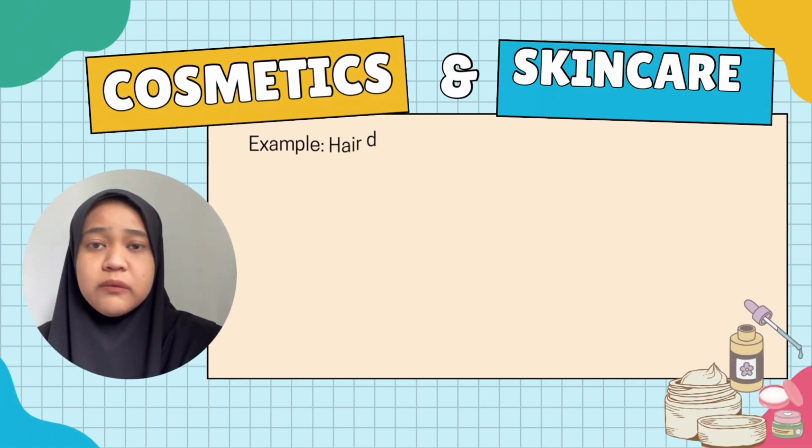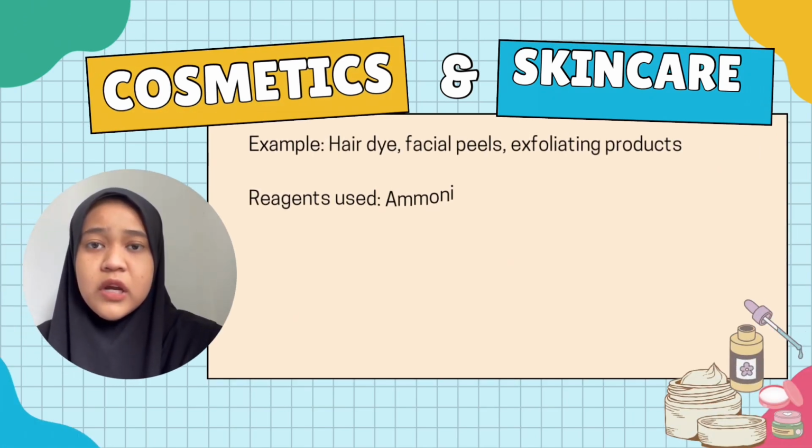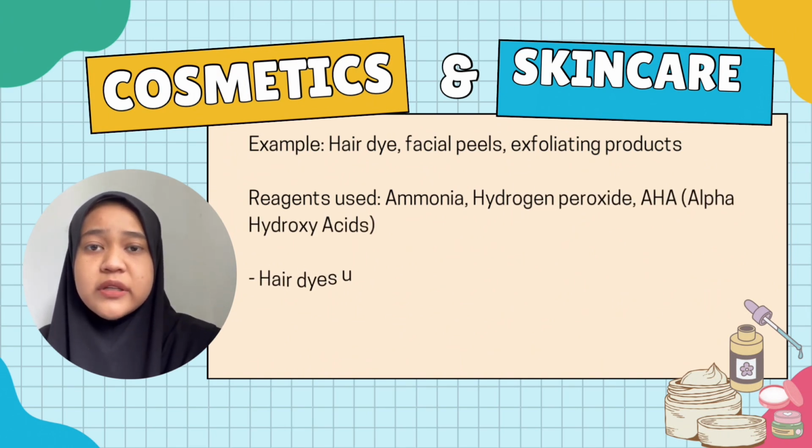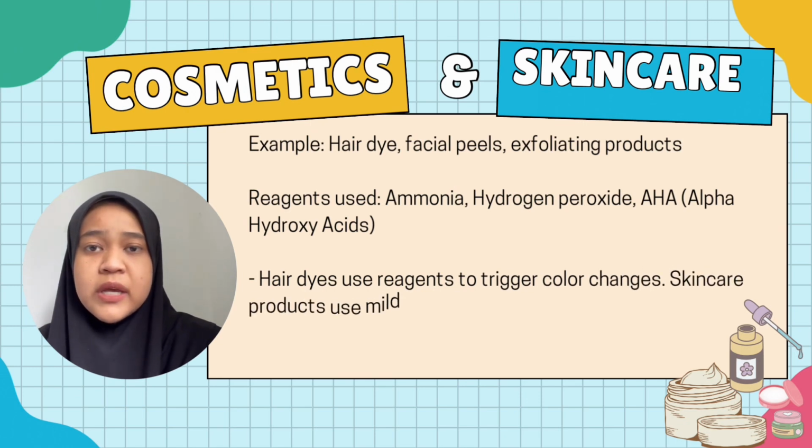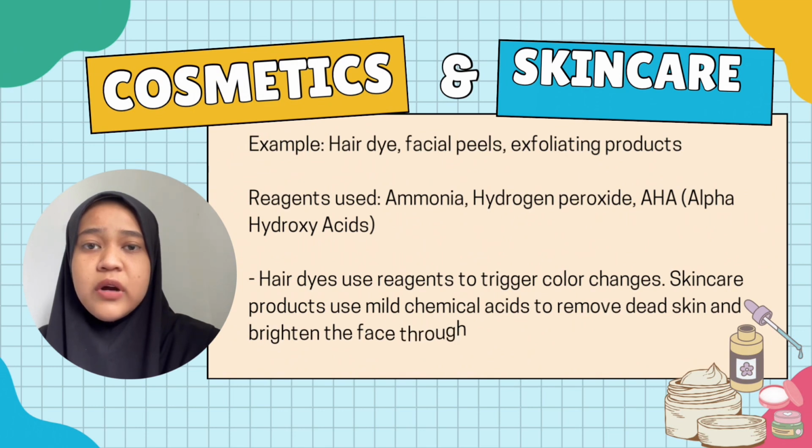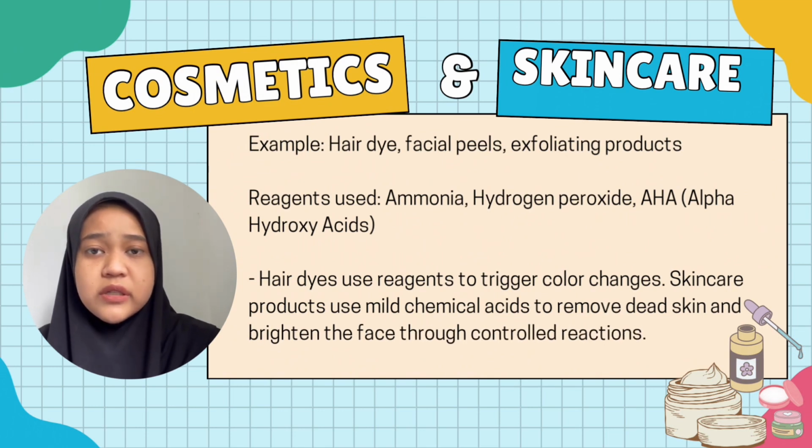Let's move on to something usually used by everyone, which is cosmetics and skincare. For example, hair dye. Hair dye usually uses chemical reagents like ammonia and hydrogen peroxide to change our hair color. In skincare, facial peels or exfoliators usually contain alpha hydroxy acid. This reagent helps to remove dead skin cells and makes our skin look brighter and smoother.